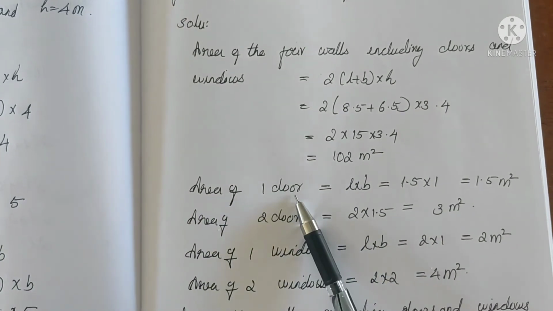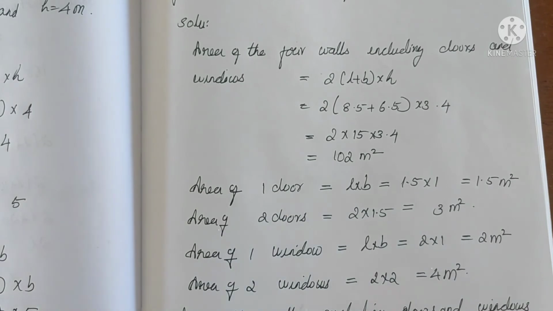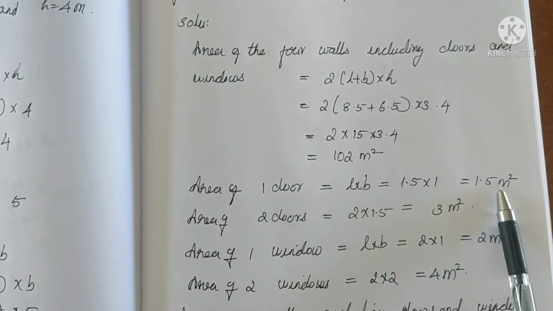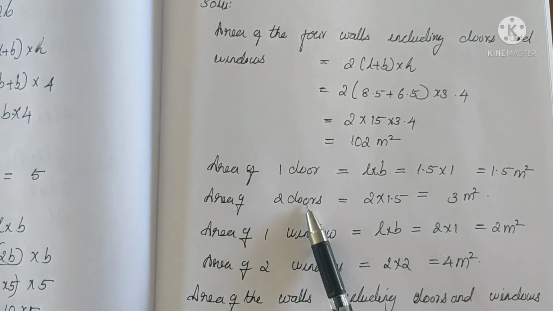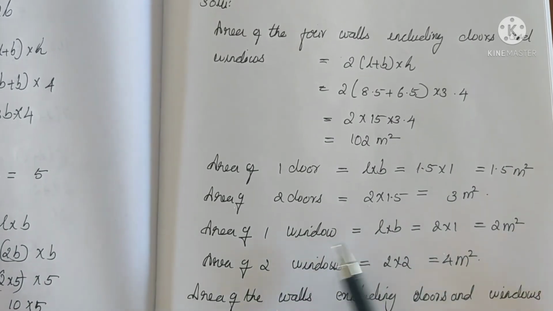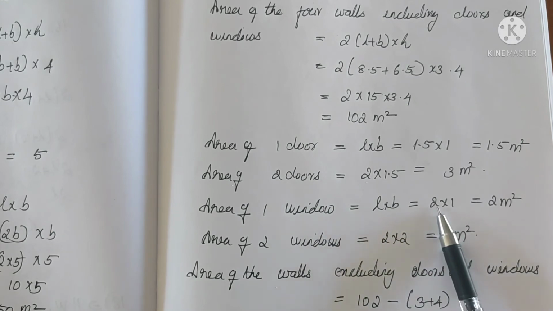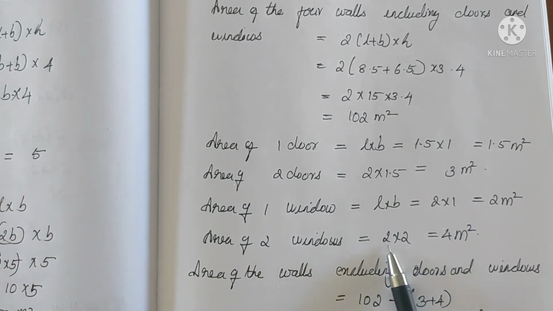Now area of one door we can find because length and breadth is given in the question. So L into B, 1.5 into 1, which is equal to 1.5 meters square only. Now area of 2 doors, 2 into 1.5 is equal to 3 meters square. Similarly, area of one window is equal to L into B, 2 into 1, 2 meters square. Area of 2 windows, 2 into 2 is equal to 4 meters square.